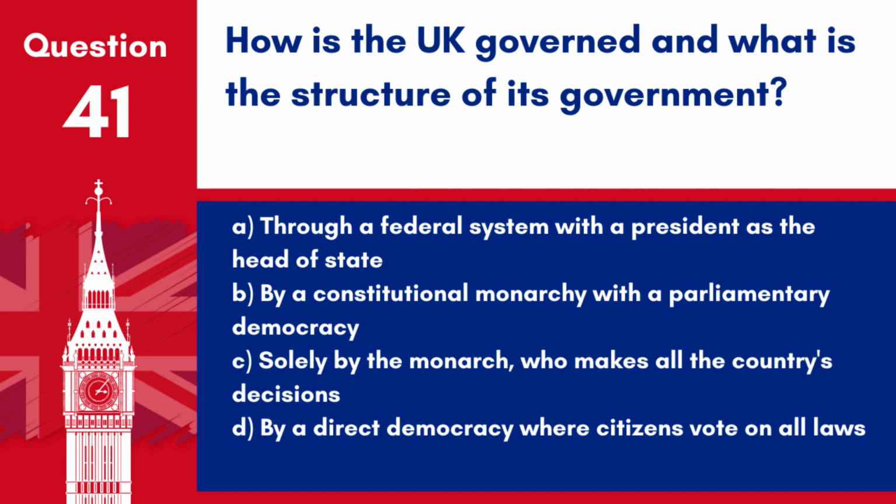Answer: B. By a constitutional monarchy with a parliamentary democracy. The UK is governed as a constitutional monarchy with a parliamentary system, where the monarch is the head of state and the Prime Minister is the head of government.